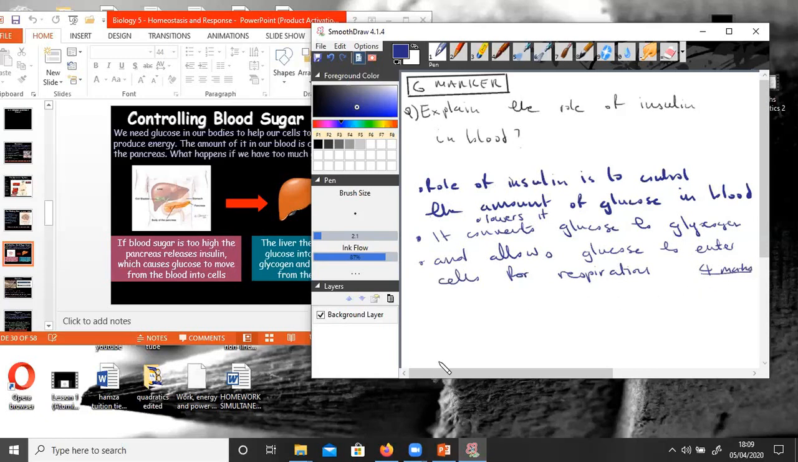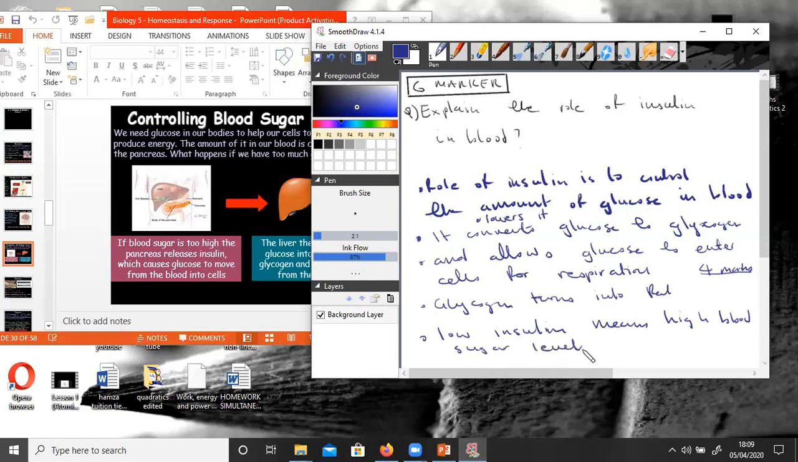What can we do? We can say the glycogen turns into fat. You could say glycogen then becomes fat. That's not a bad point. We could also talk about, in a comprehensive answer, what would happen if there was no insulin. So low insulin or no insulin means high blood sugar levels.